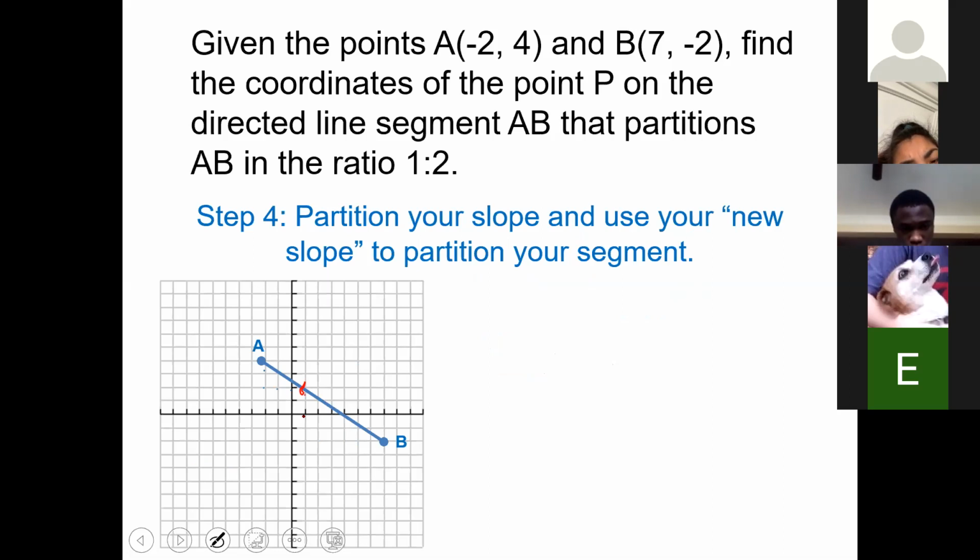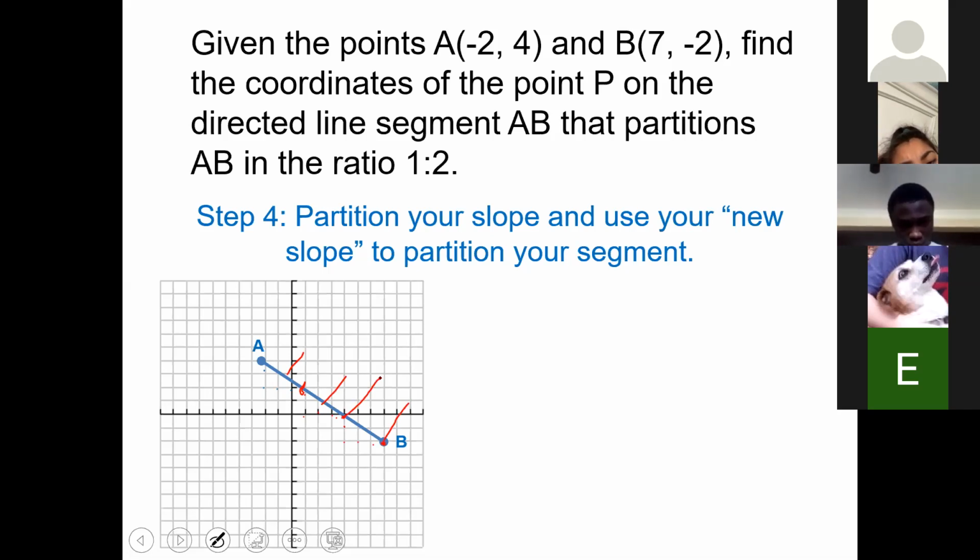And then from here, I go down again. 1, 2, and I go over 3. 1, 2, 3. And there's my second point right there. And then from that point, I go down again. 1, 2, and I go over 1, 2, 3, and I'm back to my B. So I have 3 equal segments. 1 segment, 2 segments, 3 segments.